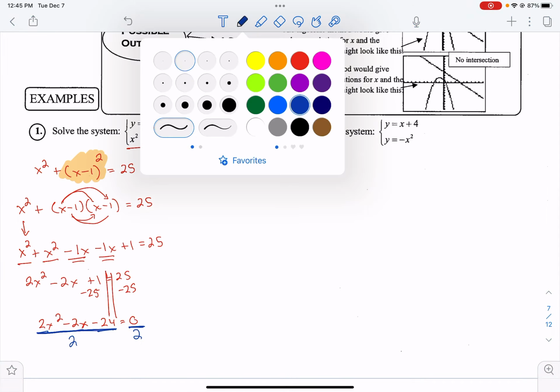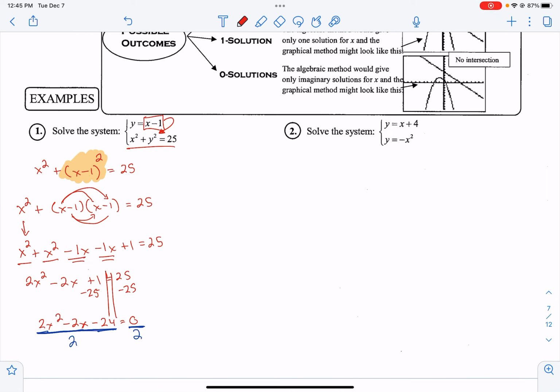The reason I want to do that is on the right-hand side, 0 divided by 2 is still 0. On the left-hand side, 2x squared divided by 2, well, that just becomes x squared. Negative 2x divided by 2, well, that's just negative 1x. Negative 24 divided by 2, well, that's just negative 12, equals 0. So all that did is make my numbers a lot easier to work with. They're nicer numbers, which we like when we're factoring. So I have what? X squared minus x, not plus 12, minus 12 equals 0.